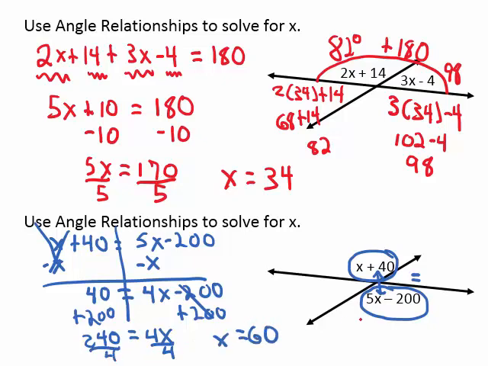It's a great idea to check your answer again by substituting the value of x back into the two angles. 60 plus 40 is 100, and 5 times 60 is 300 minus 200, so that's also 100 degrees. And since both angles are congruent or equal, that means we found the correct value of x.